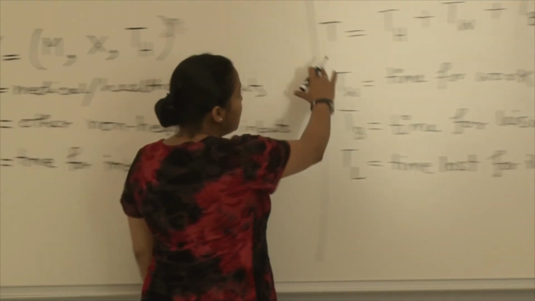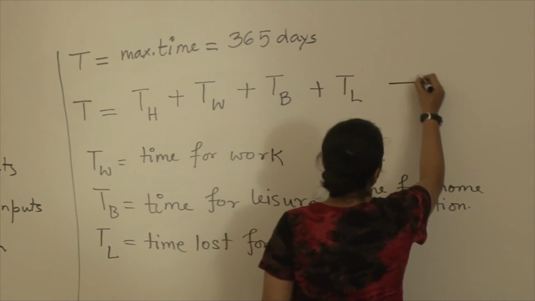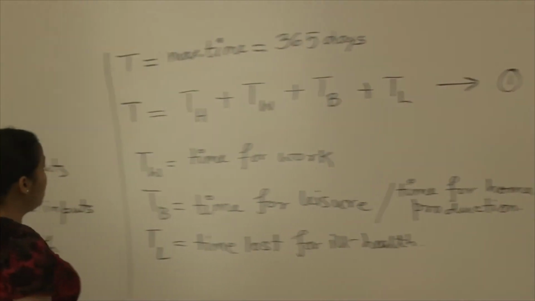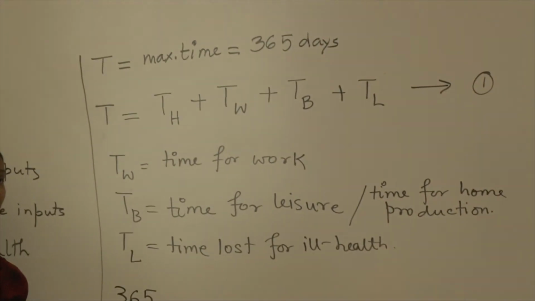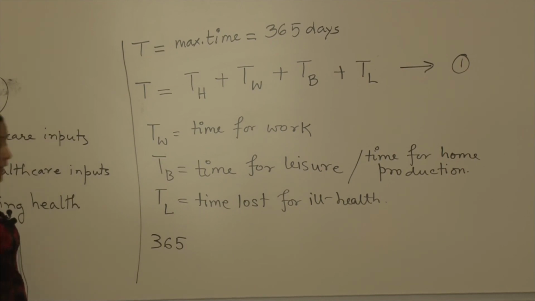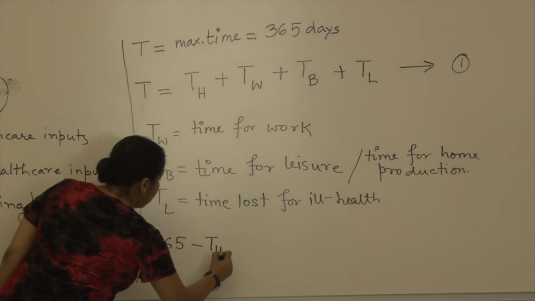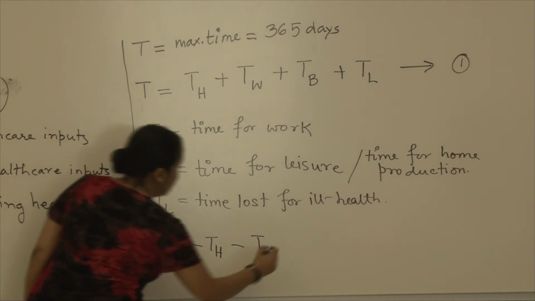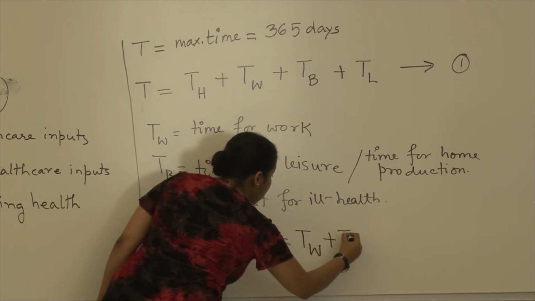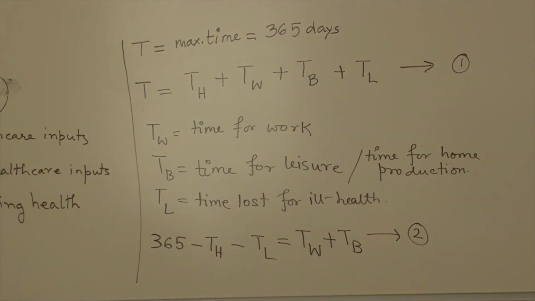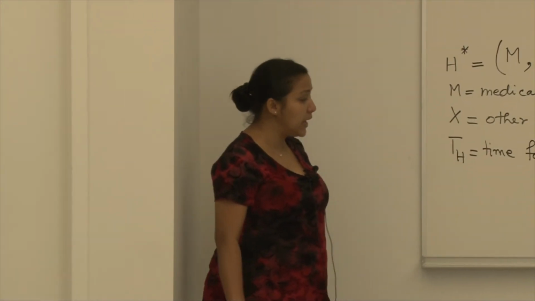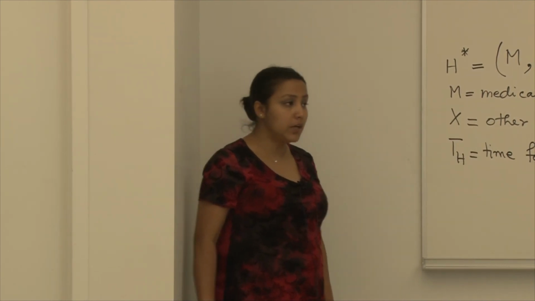Okay? Then in this equation, let me call this equation 1. From equation 1, can I say that 365, because the value of capital T, as you can see, is 365. So I am just writing 365 instead of capital T. 365 minus TH minus TL is equal to TW plus TB, just rearranging the terms on the 2 sides of the equation. Can I say that? Any problem? Just bringing the 2 terms to the left hand side. Okay? So 365 minus TH minus TL is equal to TB plus TW. That is equation number 2.